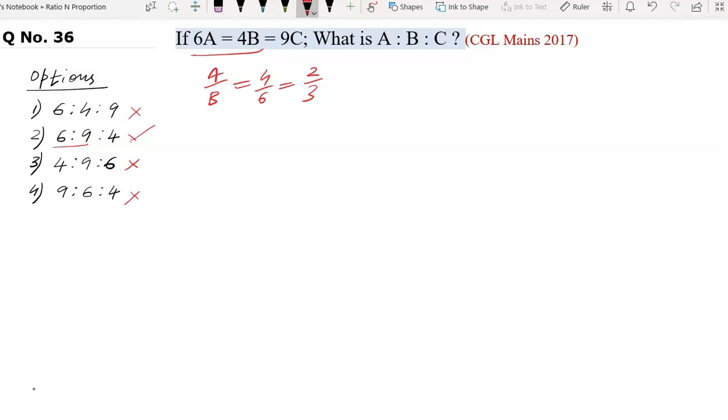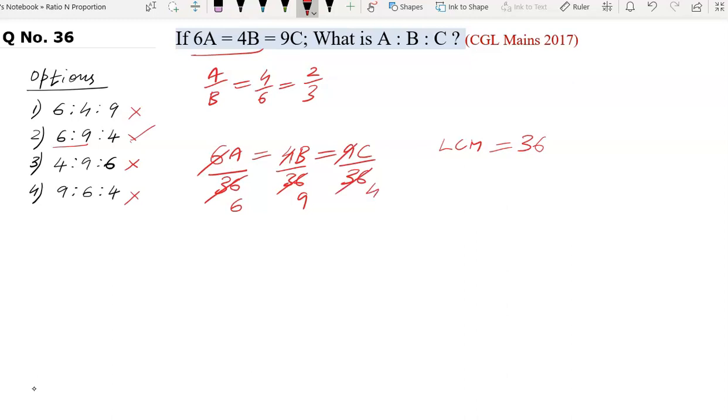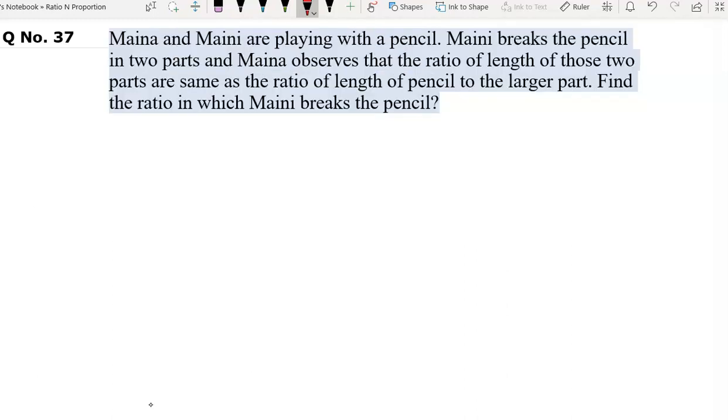Now if we need to solve this completely, then what we will do, we have 6a is equal to 4b is equal to 9c. We will take the LCM of 6, 4 and 9. LCM will be how much? 9 into 4, 36. So we divide this by LCM 36, this by 36 and this by 36. 6 into 6, 4 into 9, 9 into 4. So this is our answer. 6 is to 9 is to 4.